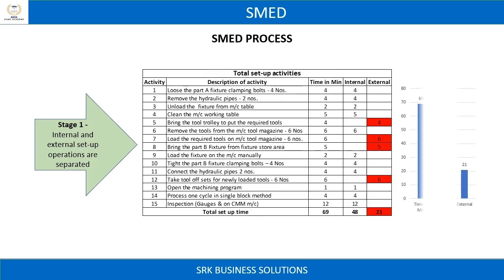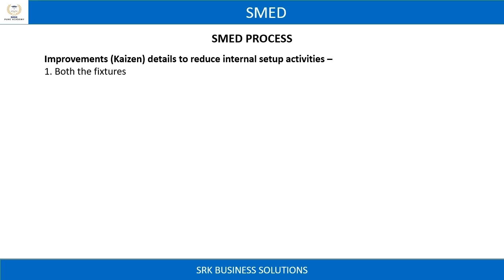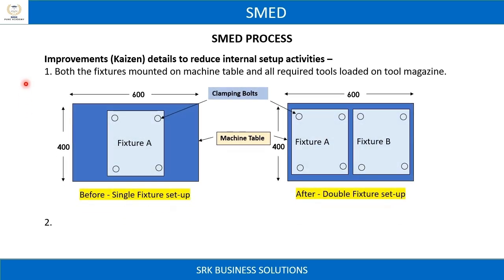In this stage, internal and external setup operations are separated. Activities that can be completed while the equipment is running are separated. Now total setup time of 69 minutes is separated into categories: internal setup time, which is 48 minutes, and external setup time, 21 minutes. Now we have to focus on internal setup time reduction to achieve our target of single-digit minutes.